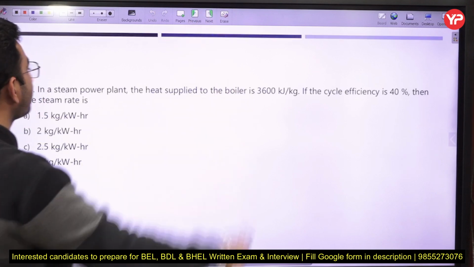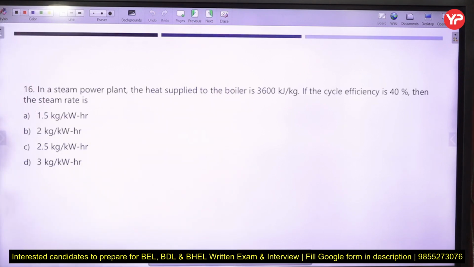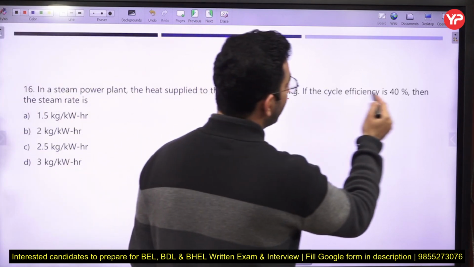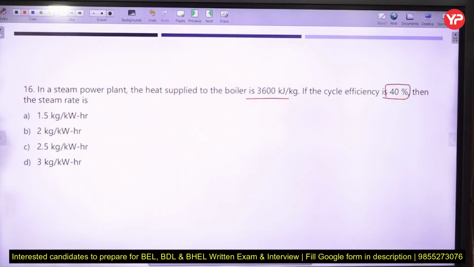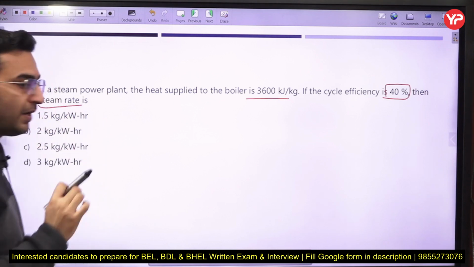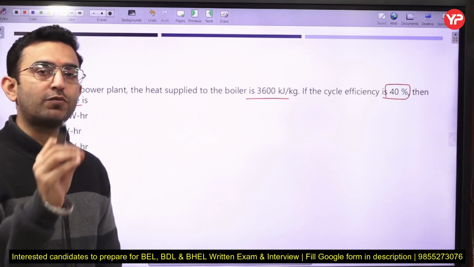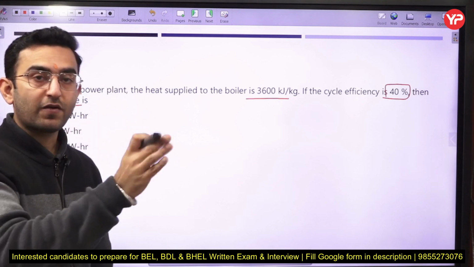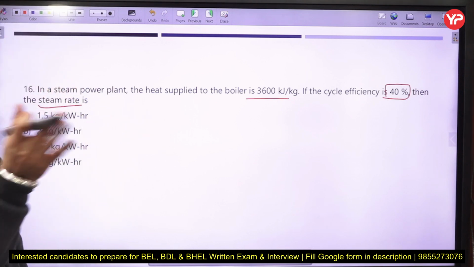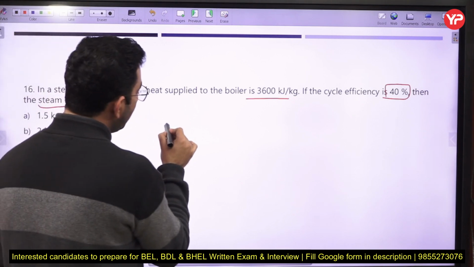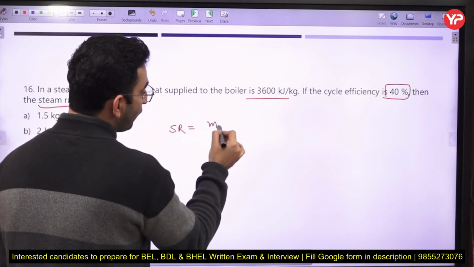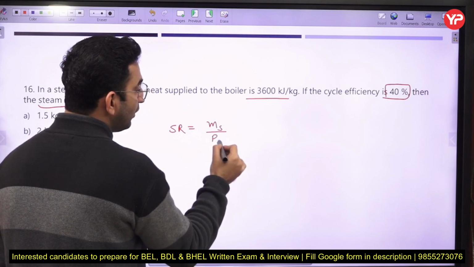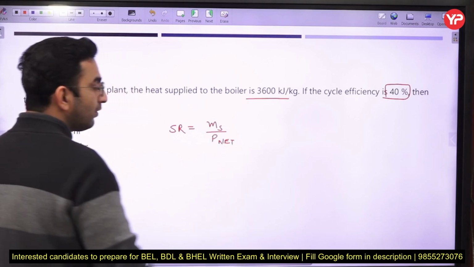Next part, in a steam power plant, heat supplied to the boiler is 3600 kJ per kg and we have a cycle efficiency as 40%. You have to calculate the value of the steam rate. Now what is the meaning of steam rate here? See, steam rate simply means the amount of steam required to produce a net power output of 1 megawatt here, or I can say 1 kilowatt here. Okay, so here the steam rate can be written as mass flow rate of steam required to produce a net power output of 1 unit here.